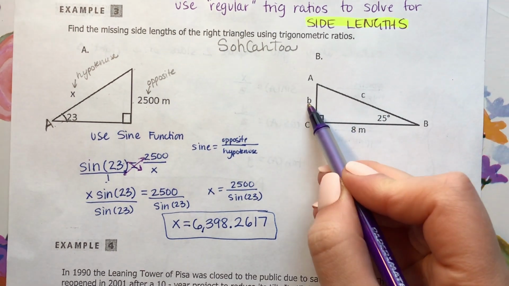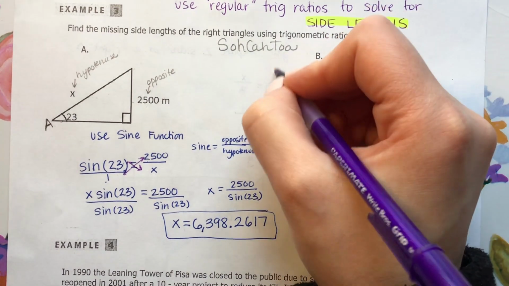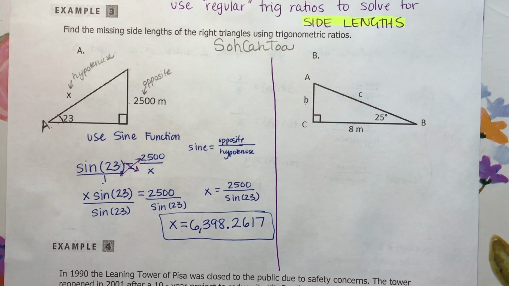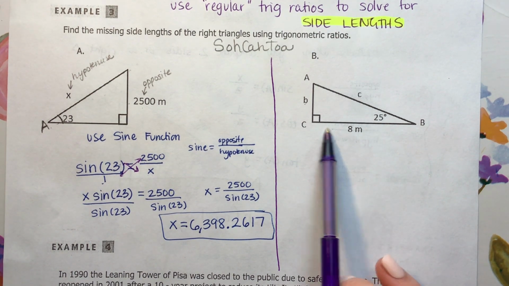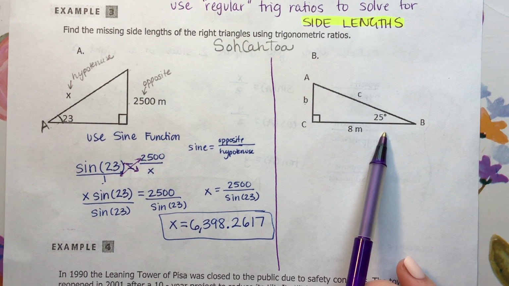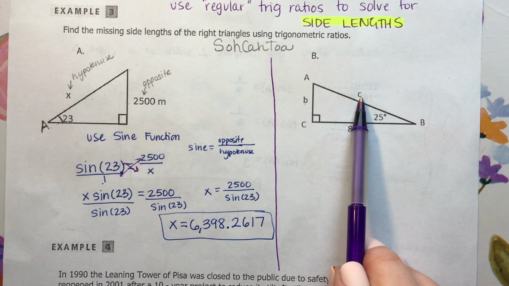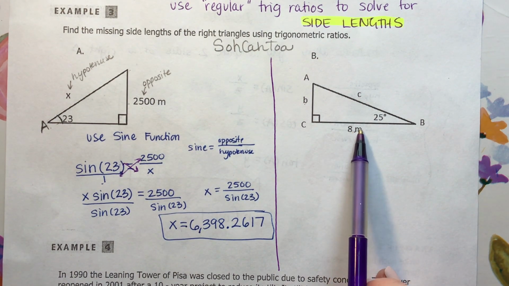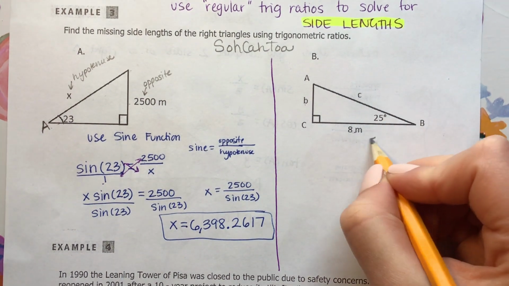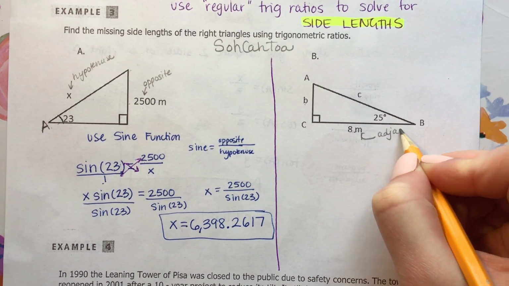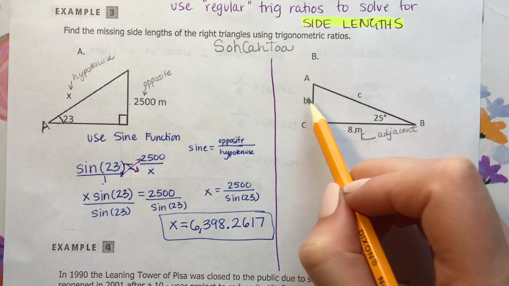I'm trying to find the values of the little b and the little c. I'll draw a line to kind of separate this out. I know this angle right here is 25, and I know this side is 8. I'm trying to figure out b and c. So I first know that 8 is the adjacent side to this 25-degree angle. And let's first find b.